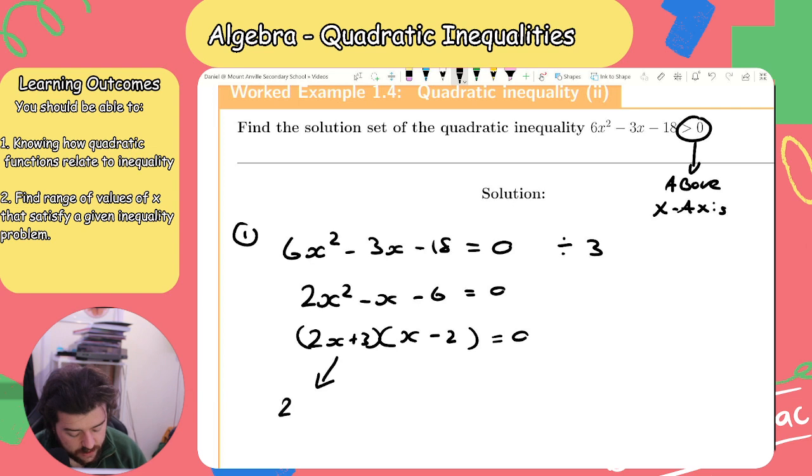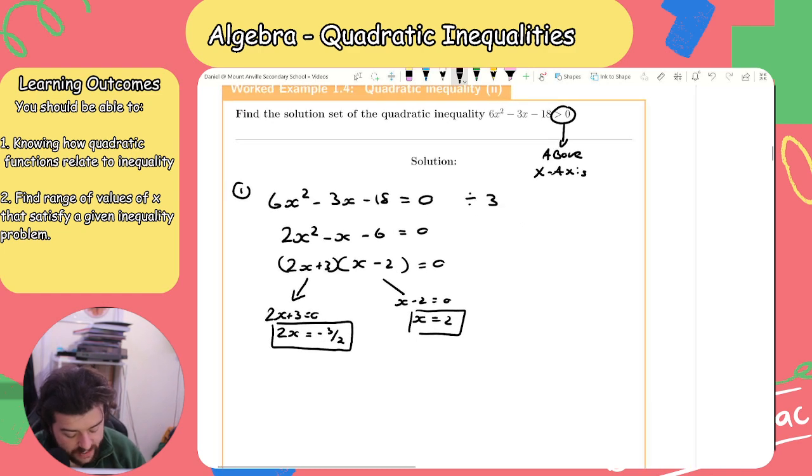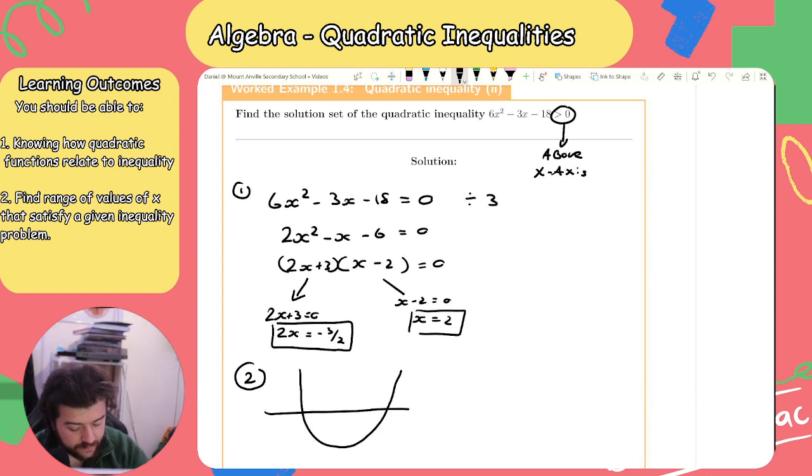Solve it out. So I'm going to have 2x plus 3 equals 0, and x minus 2 equals 0. x is equal to 2, and 2x is equal to minus 3, so x is minus 3 over 2. Now we sketch. Again, we're just sketching my quadratic like this. Minus 3 over 2 is my lesser one, so that's going to be my leftmost one. 2 is my bigger one, so that's going to be my rightmost one. So this here is going to be minus 3 over 2, and this is going to be 2.